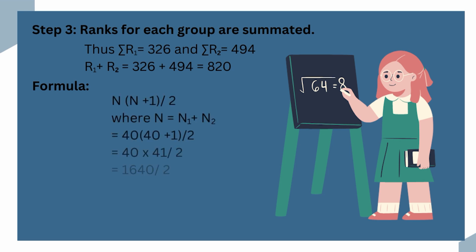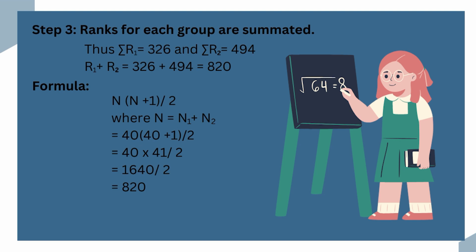The formula is N(N+1)/2, where N stands for the total sample size. N means n1 plus n2. n1 is equal to 40. So, 40 in bracket 40 plus 1 divided by 2. So, the score would be 40 into 41 divided by 2.